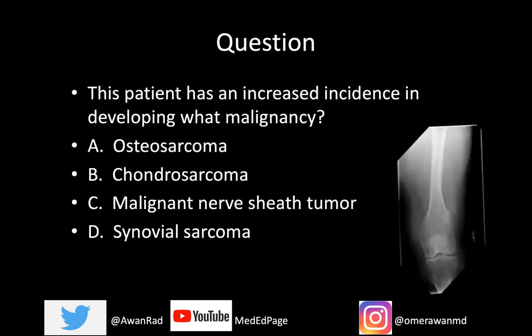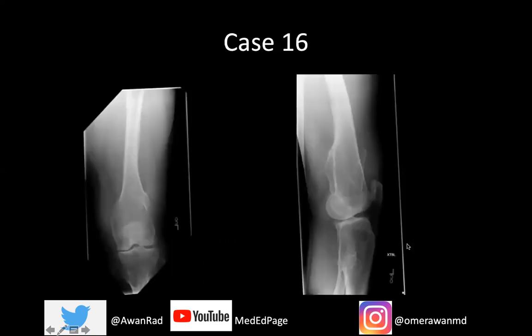This patient would have an increased incidence of developing what malignancy? Well, we have multiple osteochondromas, right? We have these osseous excrescences that are coming out of the femur, the tibia. Remember, an osteochondroma has 3 characteristics. It's usually metaphyseal, they point away from the joint, and they have direct continuity with the medullary bone.